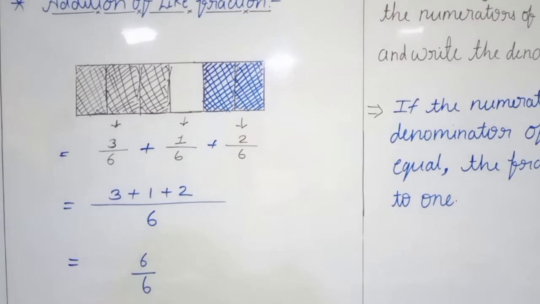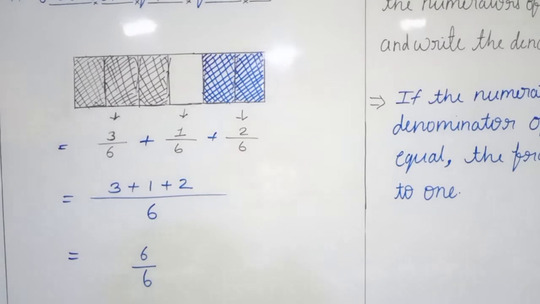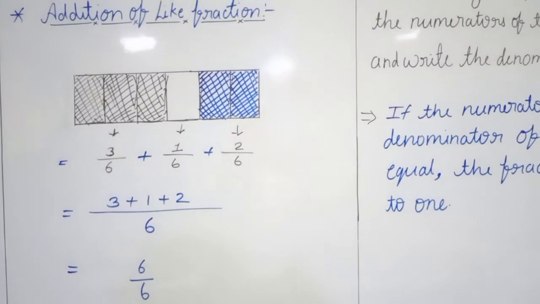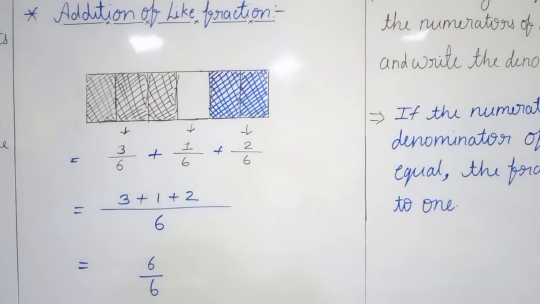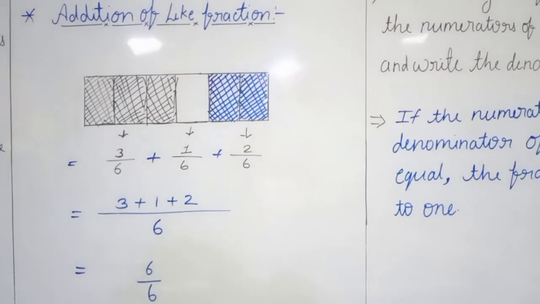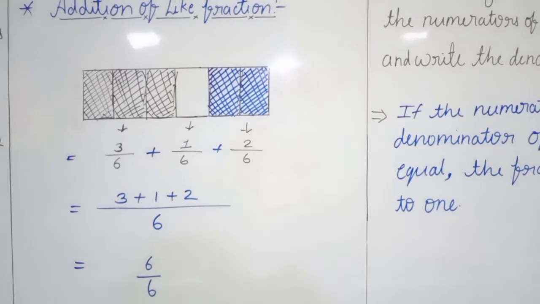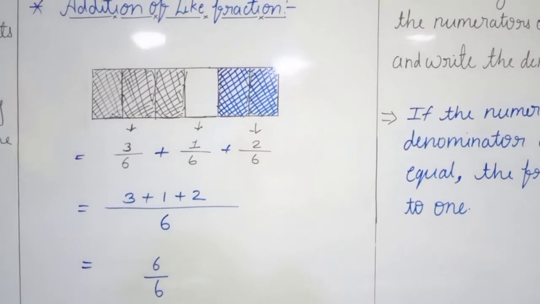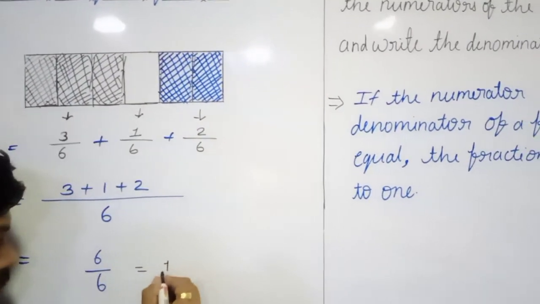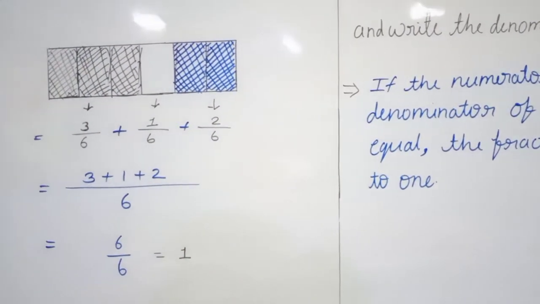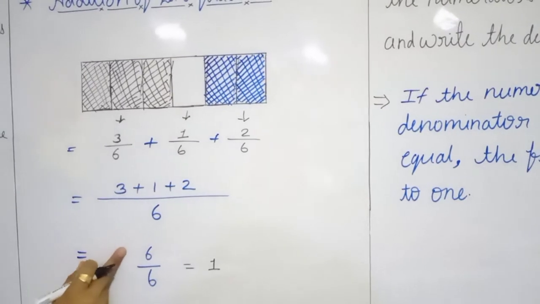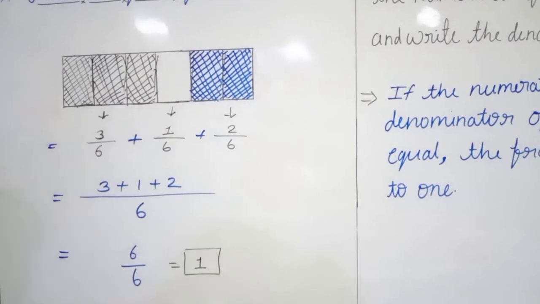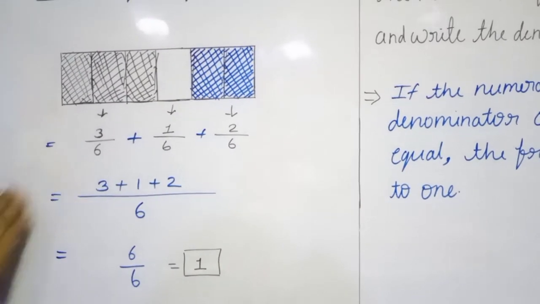If you are able to see here, in the answer we have the same numerator as well as denominator, that is 6. If the numerator and the denominator of a fraction are equal, the fraction is equal to 1. So we can say it becomes 1. 6 ones are 6 and 6 ones are 6. So always remember, it will become the answer of our addition. Let's see.